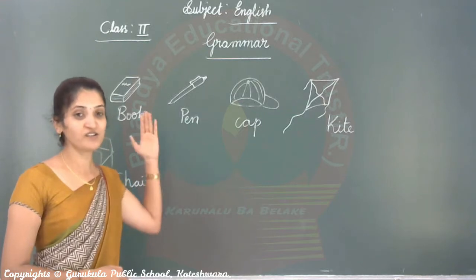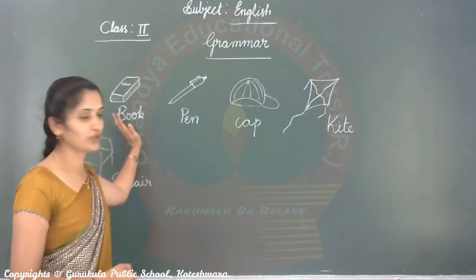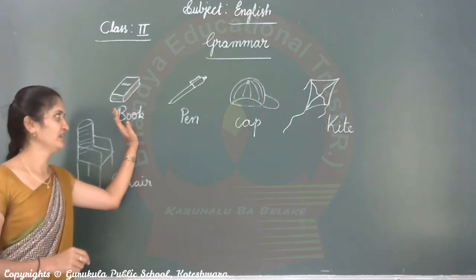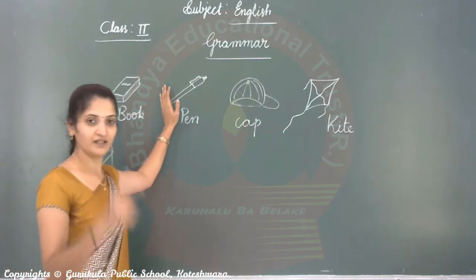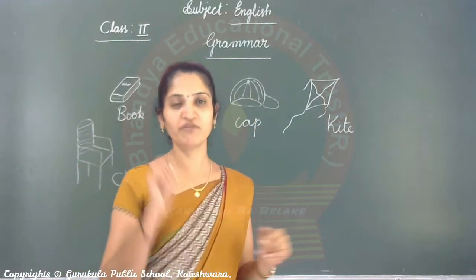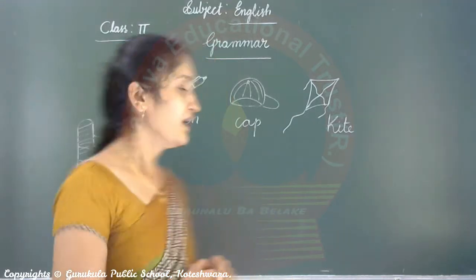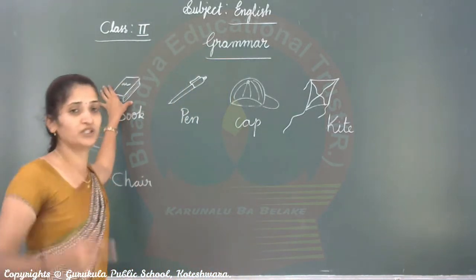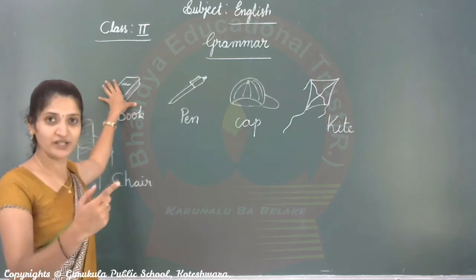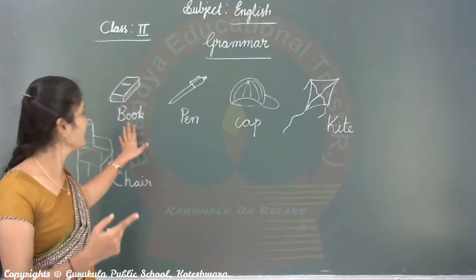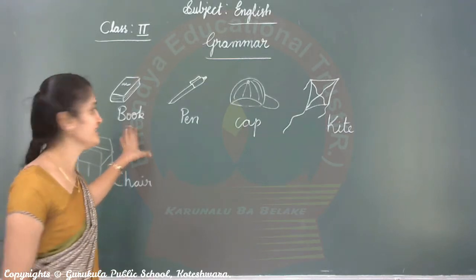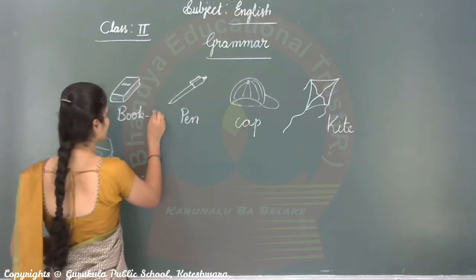Once you have all the pictures clear in your mind, book, how many are there? Only one. And pen? One. Cat, chair, all the pictures are only one, right? I am introducing only one book here. If it is more than one, what will you write? Yes, you know very easily, right? That is books.